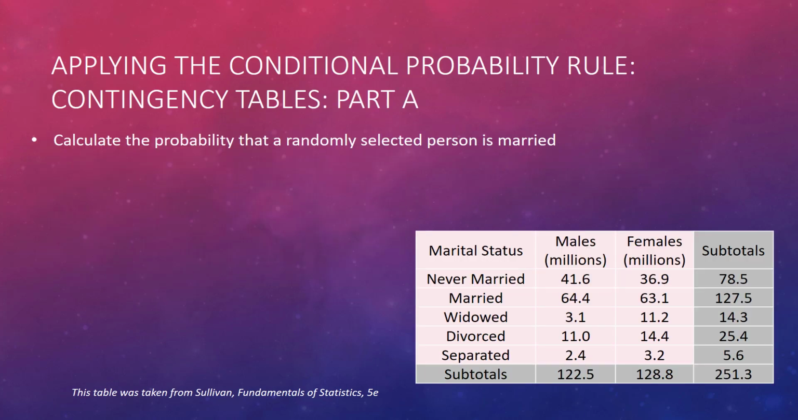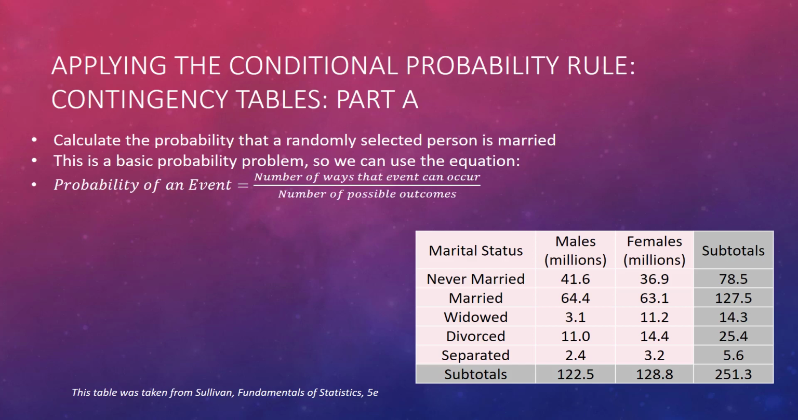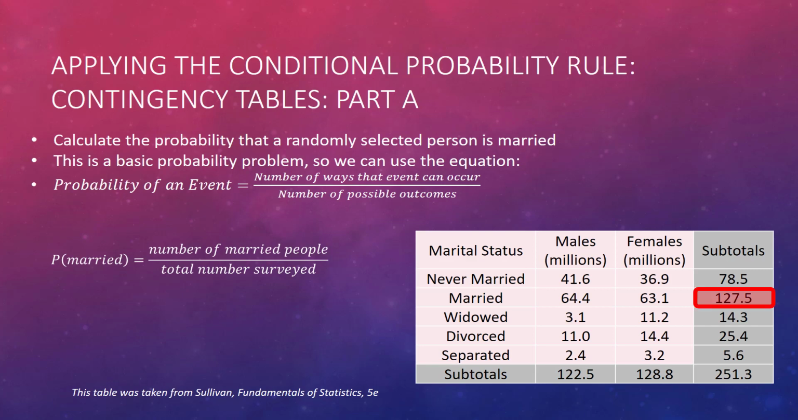Calculate the probability that a randomly selected person is married. Is this a basic probability or a conditional probability? This is a basic probability problem, so we can use the equation that the probability of an event is equal to the number of ways the event can occur divided by the number of possible outcomes. Putting that into the context of the problem, the probability of a person from this table being married is equal to the number of married people divided by the total number of people surveyed.